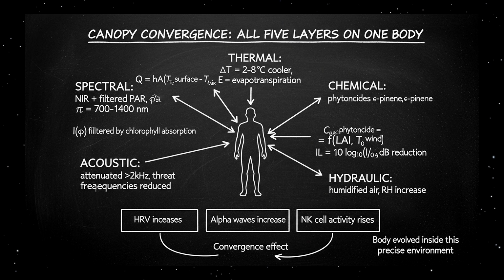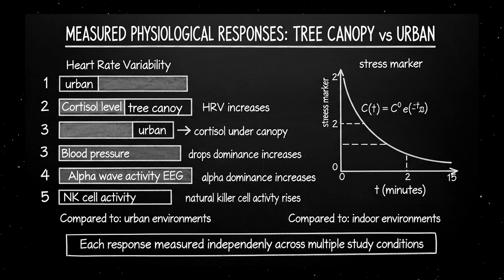All 5 layers converge on the body simultaneously. Heart rate variability increases. Cortisol decreases. Blood pressure drops. Alpha wave activity increases. Natural killer cell activity rises.